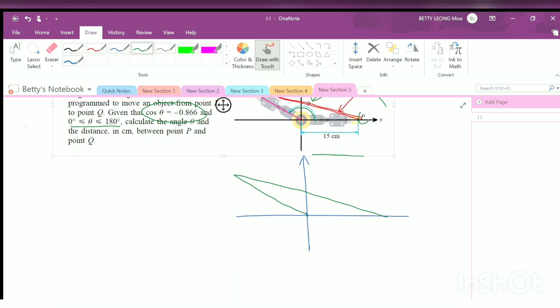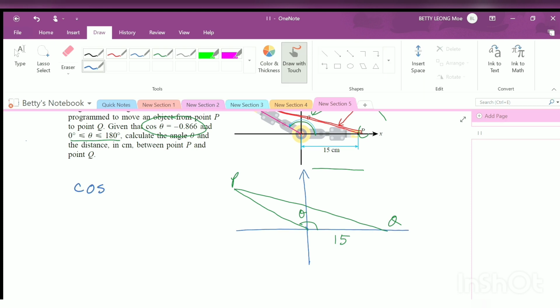This is your P, this is your Q. Yeah, this is 15, and this is your theta. So you are asked to find your theta, right? But you know that cos theta is negative 0.866.